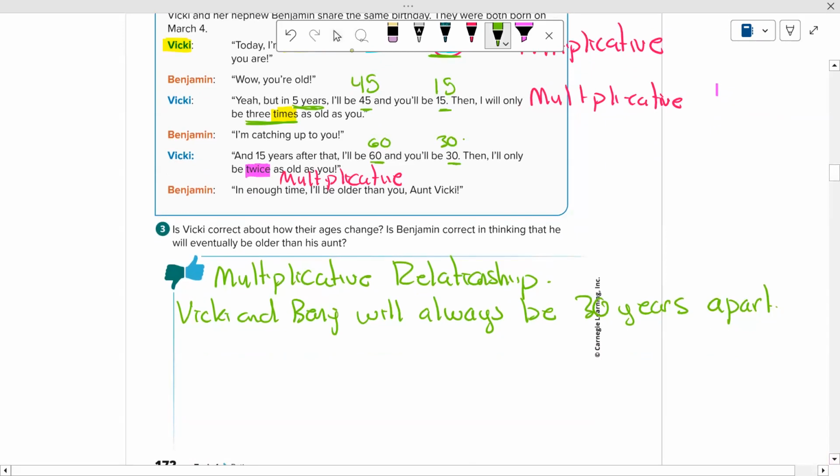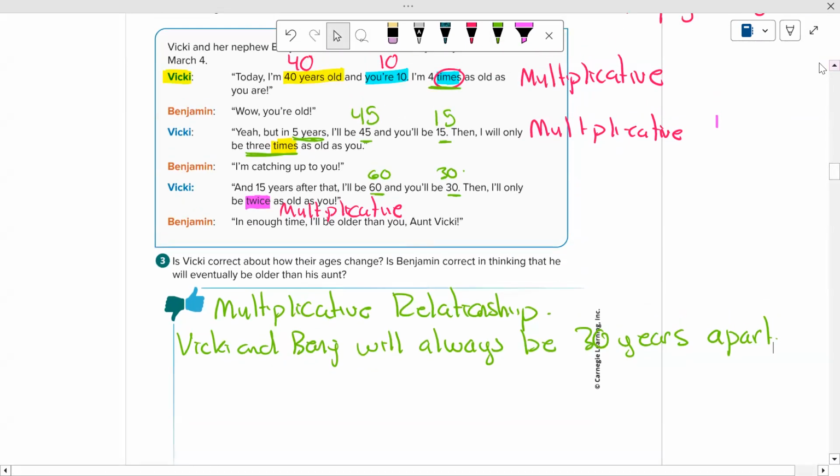So we noticed in the first part, it was multiplying by 4. Let me scroll back up. I don't know why it's not showing on my screen for a minute. In the first part, it was multiplying by 4. In the second part, it was multiplying by 3. And then in the last example, it was multiplying by 2. So it is a multiplicative relationship. However, the constant that they're multiplying by will never change.